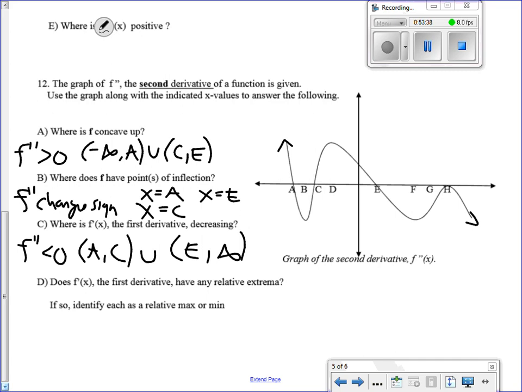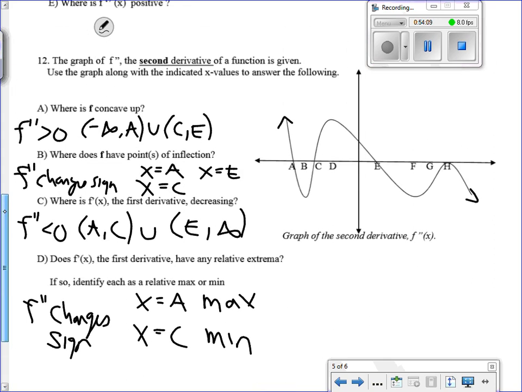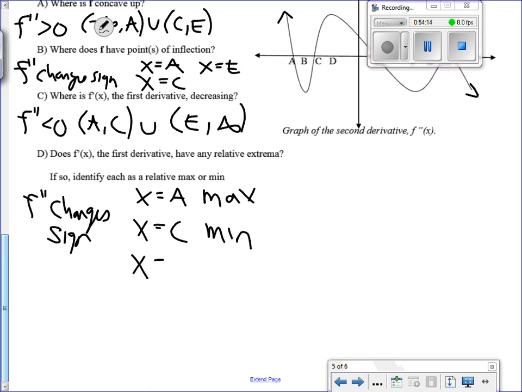Okay, so does the first derivative have any relative extrema? Well, it would have relative extrema if its derivative changed sign, so if the second derivative changes sign. And this does change sign. So at x equals a, it changes from positive to negative, so that would be a max. At x equals c, it changes from negative to positive, so that would be a min. And now I can't see. And at x equals e, it changes from positive to negative, so that's another max.